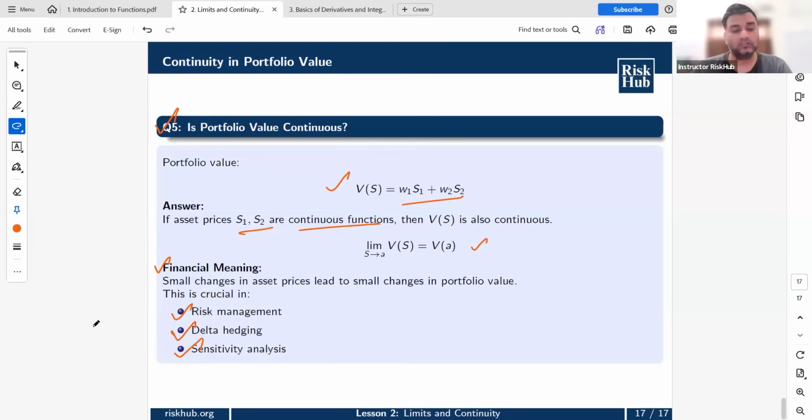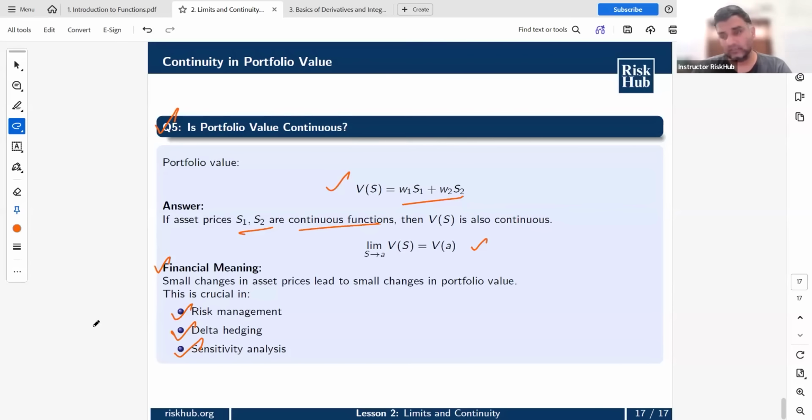So overall, what you need to understand in this chapter is that limits and continuity explain how your financial variables behave near critical points. Bond prices converge to face value, returns vanish for very tiny price movements, option payoff is continuous but kinked, compounding becomes exponential, and portfolio values give smooth functions. These concepts form the mathematical foundation for derivatives, option Greeks, continuous time finance, stochastic calculus, all those things.